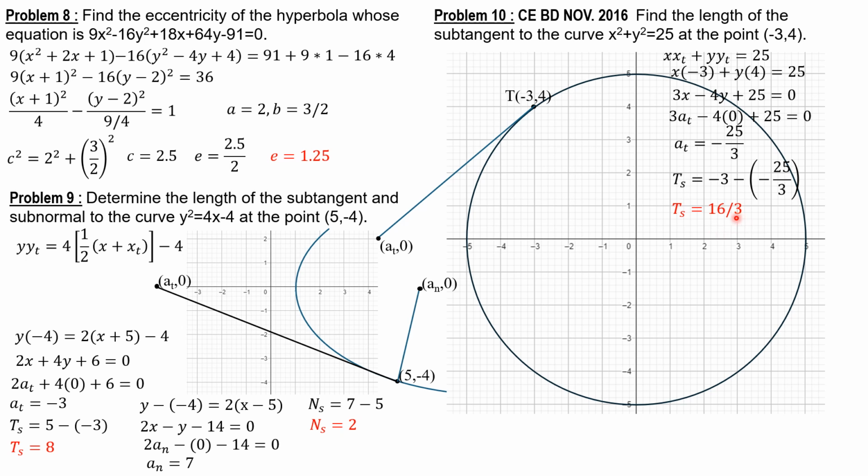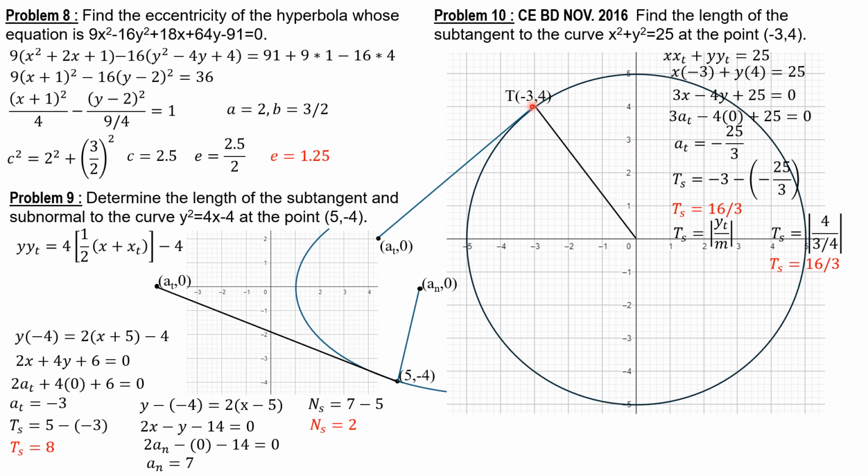Another formula is the absolute value of y_t, which is 4, over the slope of the tangent, which is the slope of this line, -3 over -4, negative a over b. Remember, from straight lines. So 3/4, positive 3/4. So the subtangent is the absolute value of 4 over 3/4, and that is still positive. So 4 over 3/4 is 16/3.